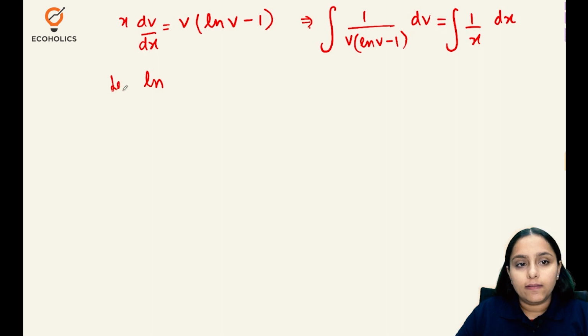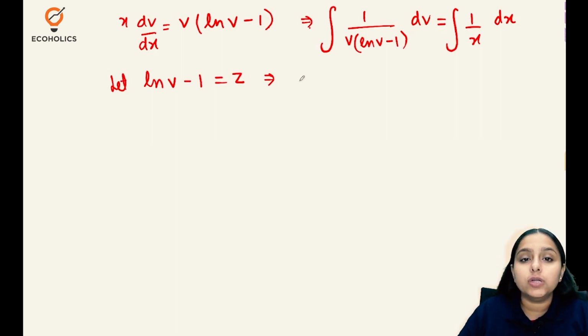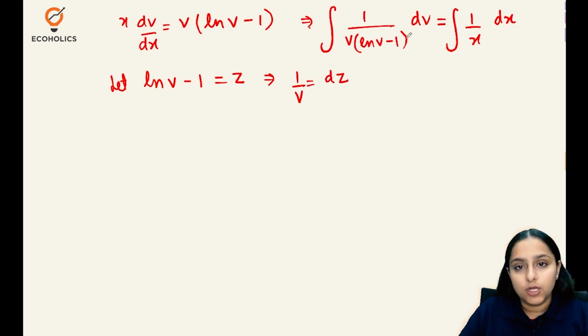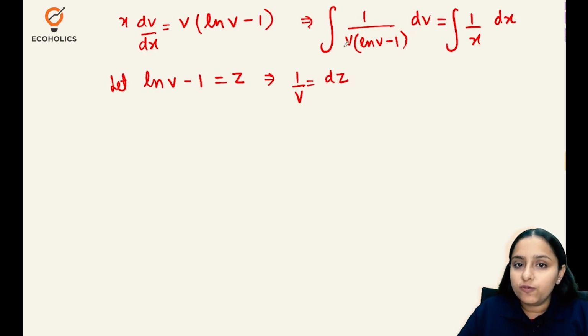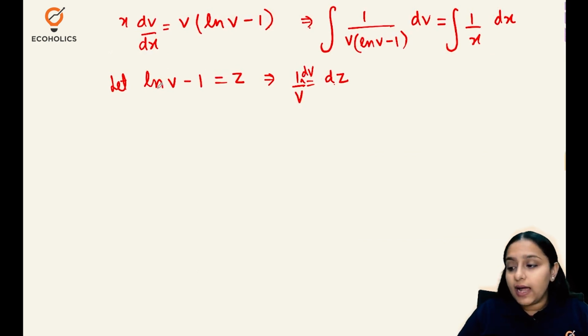Let log v − 1 be z, because doing this would help. If I differentiate this equation, I would get 1/v − 0 = dz. So now I can make the required substitution. 1/v is equivalent to dz. And the one thing I missed here was that dv will also come, because v is further a variable of z, as we are letting log v − 1 equal z. So I would get 1/v dv = dz.